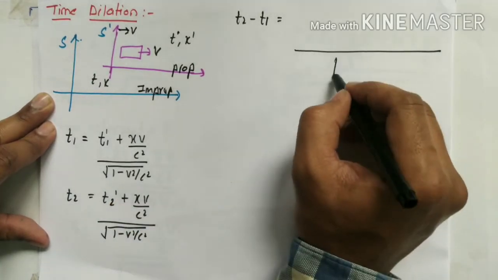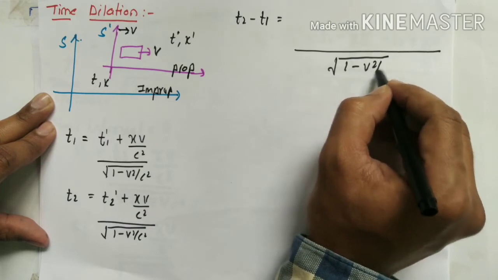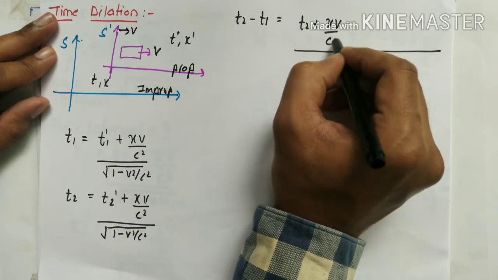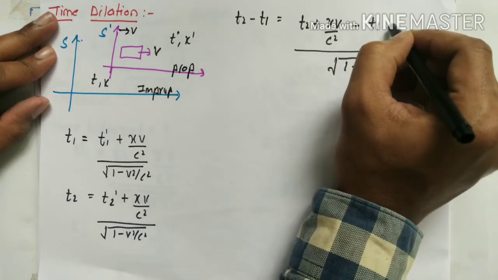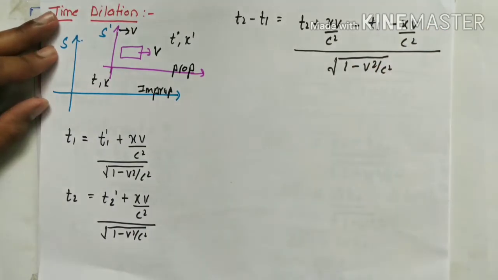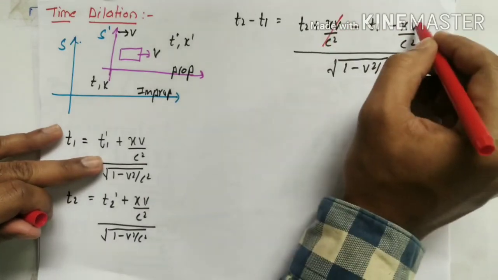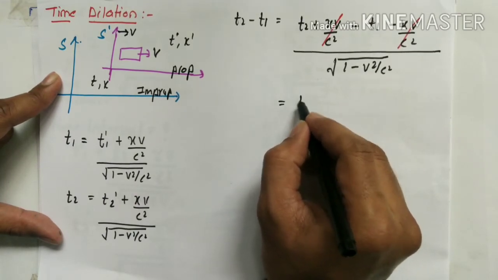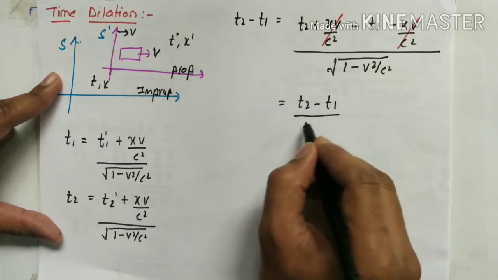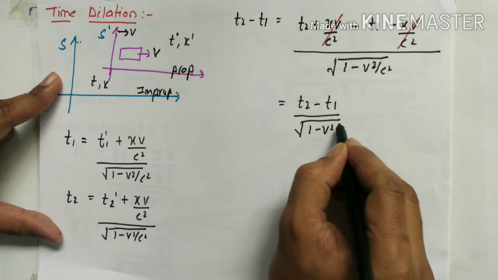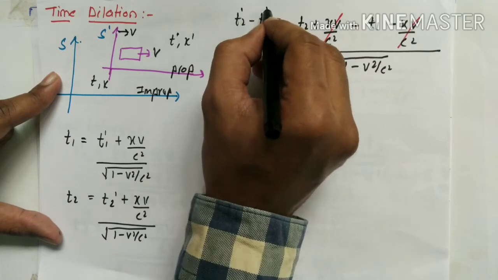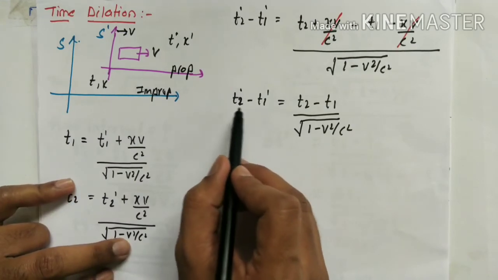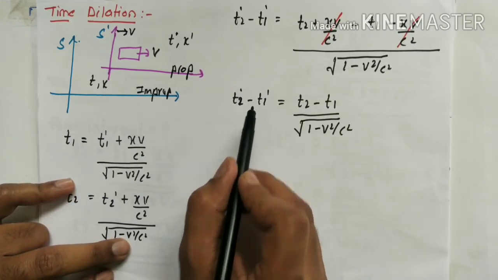Both of these have the same denominator. So let us write the common denominator, root of 1 minus v square by c square. We will have t2 plus xv divided by c square minus t1 minus xv divided by c square. Now this xv divided by c square will cancel, and what we will have is t2 minus t1 whole divided by root of 1 minus v square divided by c square. This will be t2 dash minus t1 dash. Now we know these are time measurements in the proper frame of reference.